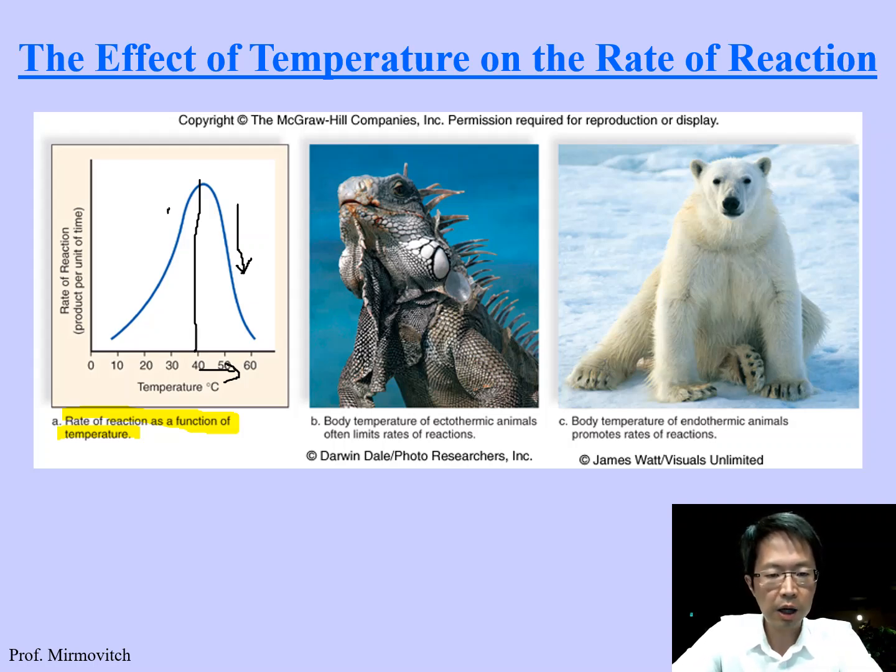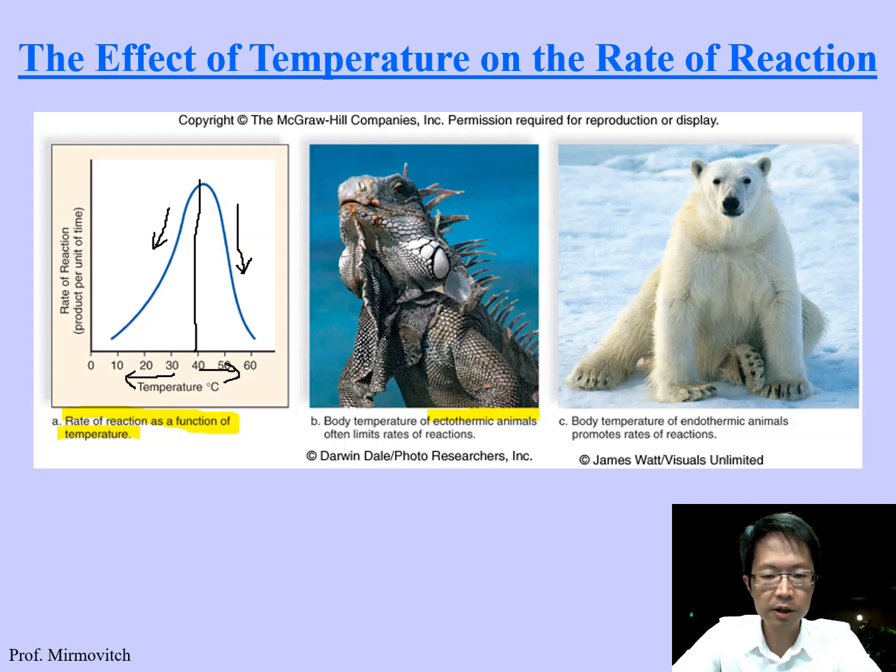Or if you are hypothermic, meaning you're freezing, you will also decrease the body temperature. You will also decrease the rate. Hypothermia is this direction. You will also decrease the rate of the reaction. And then we'll give you some examples.